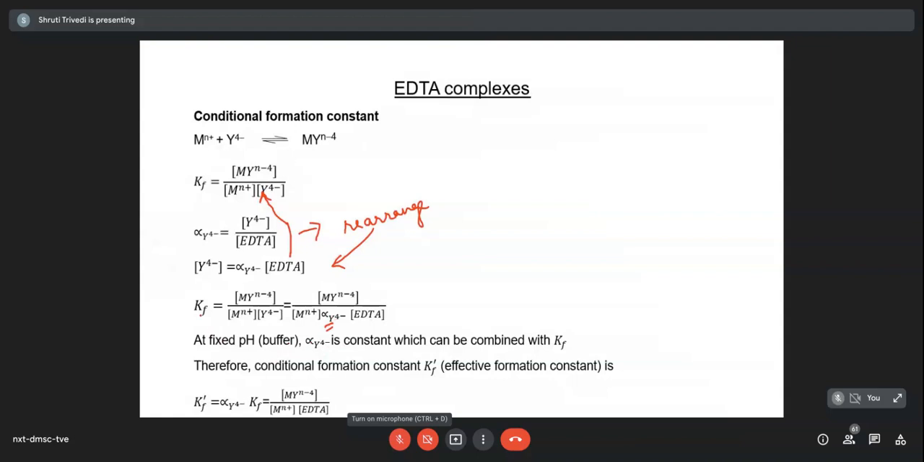Now you take this alpha to the other side and multiply it with KF. You take alpha 4 negative times KF, and here you're left with MYn-4 divided by Mn+ divided by EDTA. You move this term to the left hand side, and this is KF dash. Since alpha is a constant, you get a conditional formation constant in which you have fixed the pH. That is the only difference. So whenever we talk about the formation constant of a complex, it is always better to talk about the conditional formation constant and not just the formation constant, because in that case you have fixed the pH of the solution.